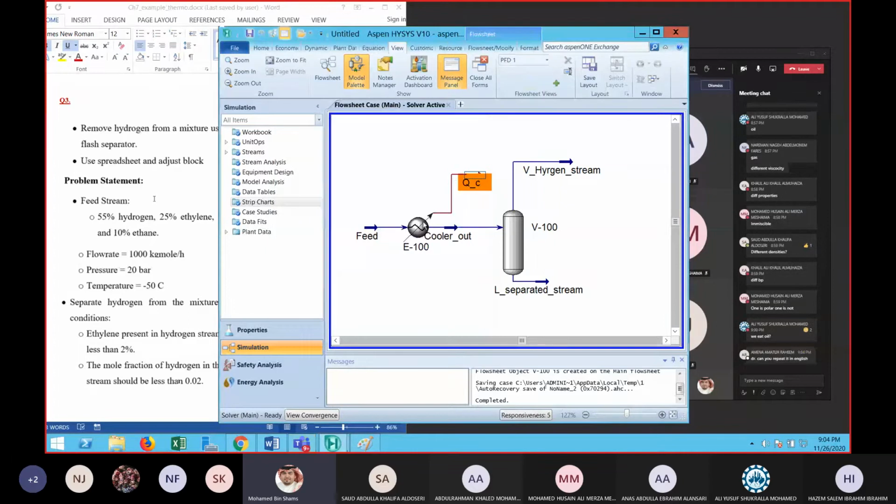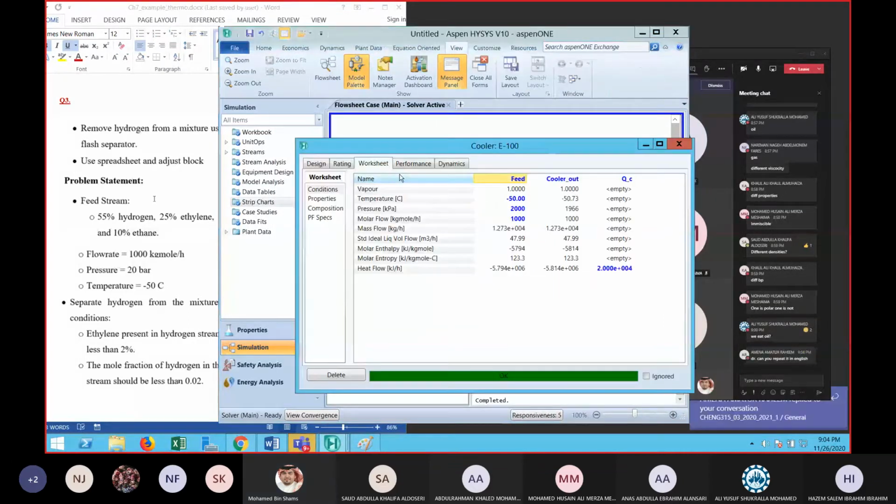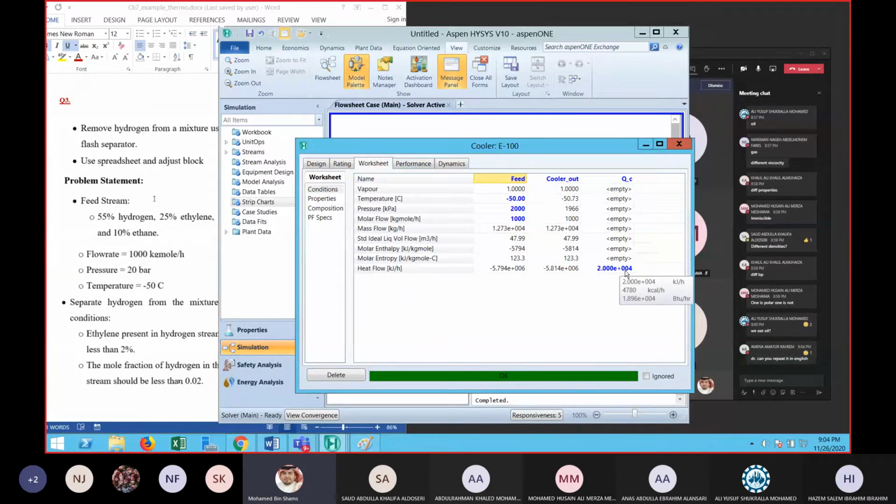So let me say... Let's see what I want to do. I want to reduce the temperature so I can force the separation. So let me say I have something like 3E6. Look at the temperature, it has significantly changed.